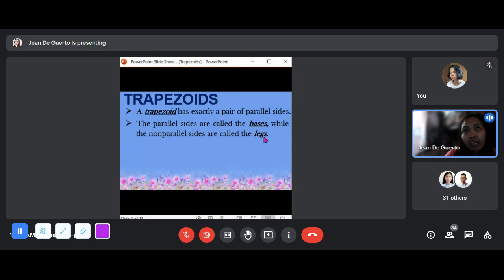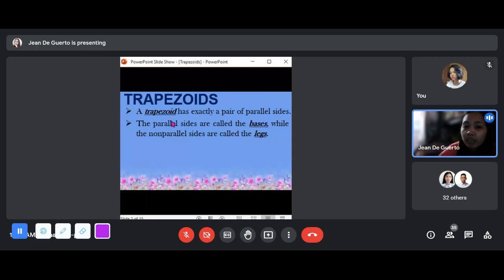Okay? So, kagaya ng parallelograms, the sum of the four interior angles of a trapezoid is equal to 360 degrees. Okay? So, 360 degrees ang sum or total ng apat na angles ng trapezoid. Okay? Which is actually a general characteristic of a quadrilateral. Okay? So, the parallel sides are called the bases, while the non-parallel sides are called the legs.